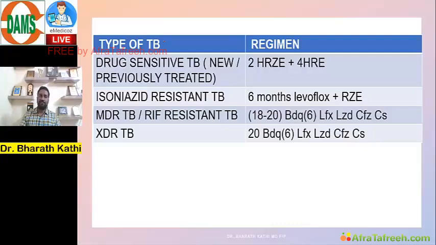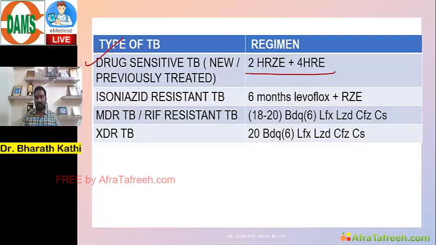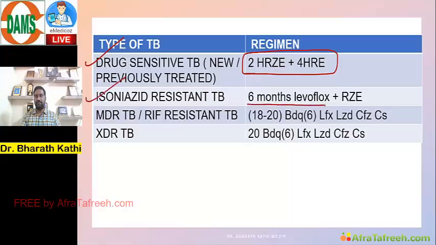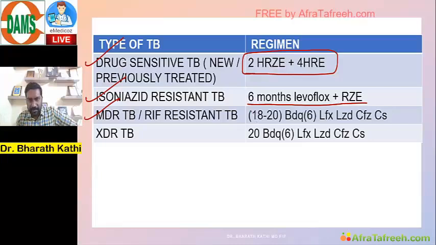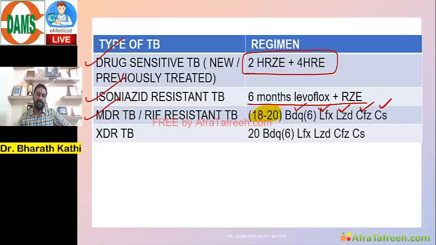Then the TB regimens. Drug sensitive TB, new case or previously treated, is a single regimen: 2 HRZE plus 4 HRE. Isoniazid resistant TB, 6 months of levofloxacin, rifampicin, pyrazinamide, ethambutol. MDR TB, rifampicin resistant TB. So the regimen duration is 18 to 20 months. And the drugs are bedaquiline, levofloxacin, linezolid, clofazimine, cycloserine. And bedaquiline is generally stopped after the first 6 months.